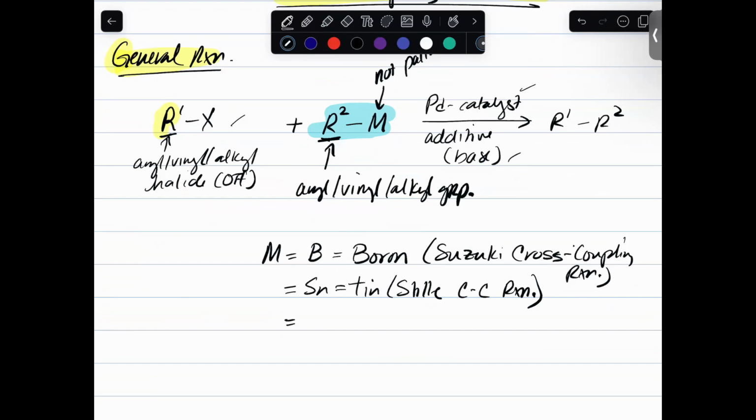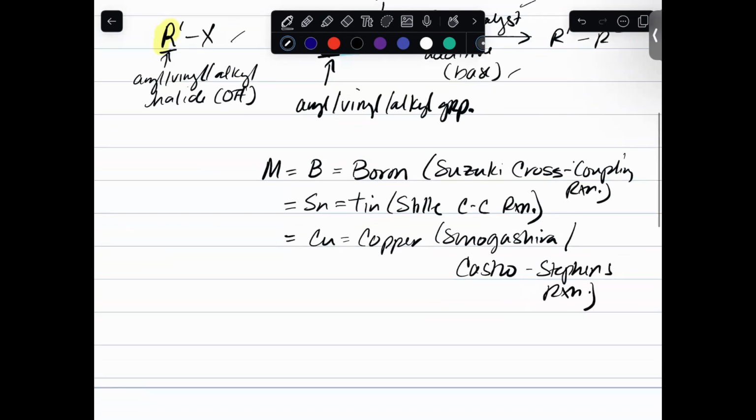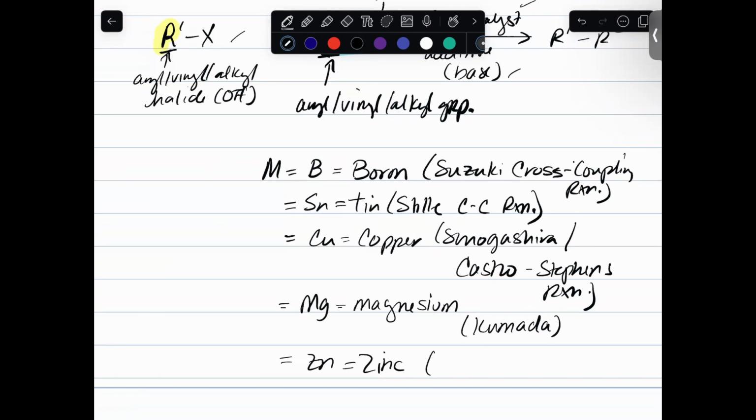When the metal is copper, it is known as the Sonogashira-Castro-Stephens reaction. When the metal is magnesium, it is known as the Kumada reaction. When the metal is zinc, it is known as the Negishi reaction.